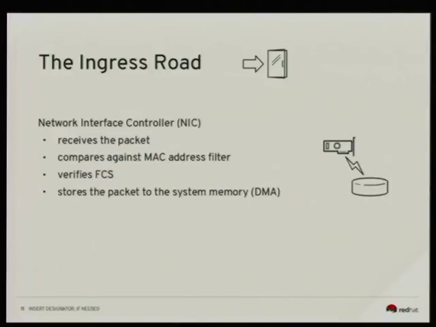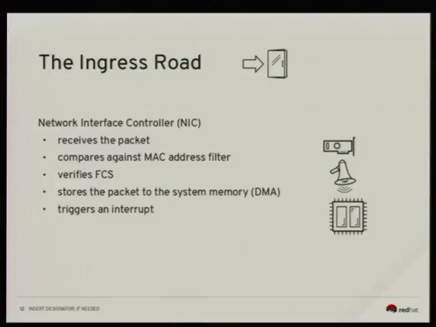The next thing the NIC does is store the packet to system memory using DMA. To where? To a buffer that was previously programmed by the driver. The driver allocates some memory for several packets and just tells the NIC where the buffers are. The NIC uses these buffers to store incoming packets. Once this is done, the NIC triggers an interrupt, which means it lets the CPU know, look, I have data ready.